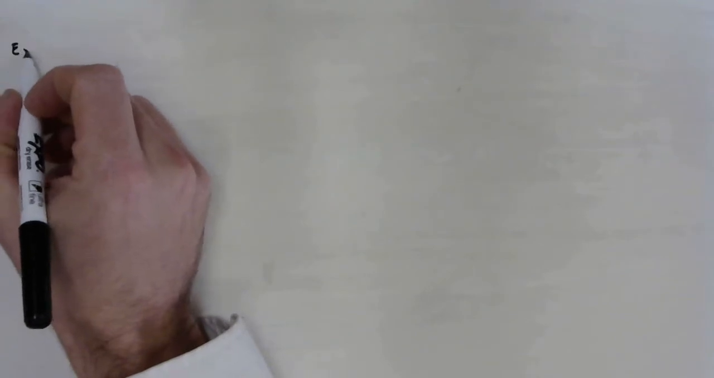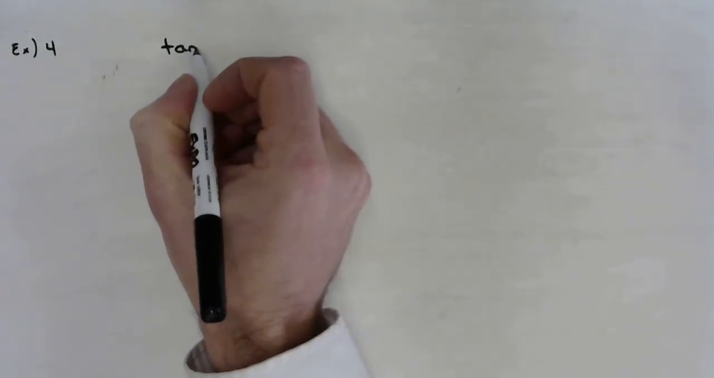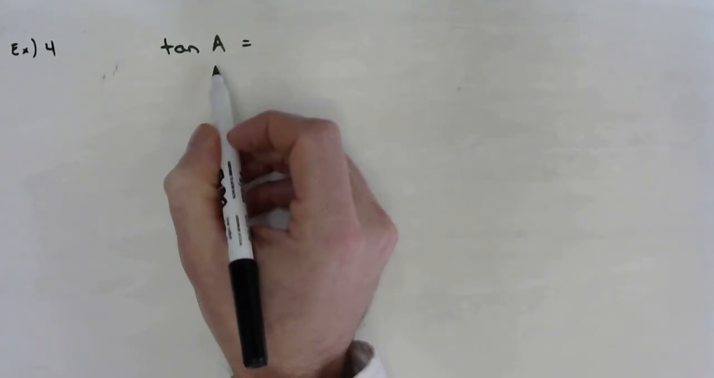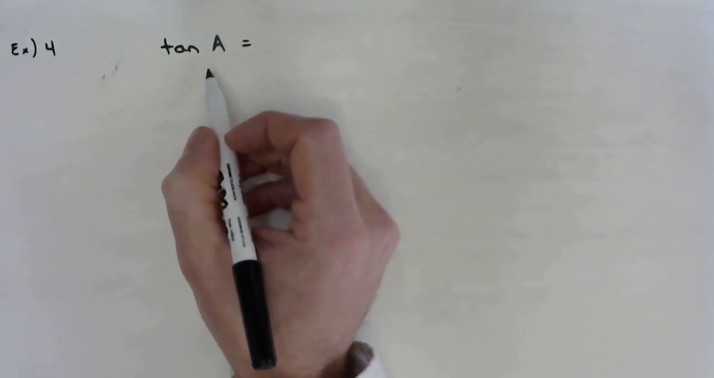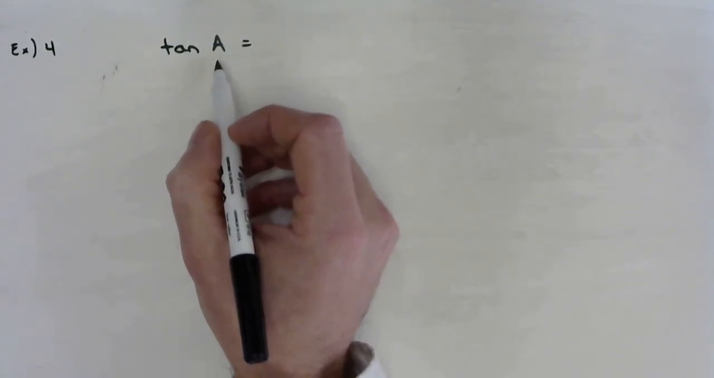Okay, example 4. So example 4, we're going to be using the tangent ratio again, okay? And I'm going to put it up here right at the top of our example here. We've got the tangent of, let's just call it A. That's any angle. By the way, angles are always capital letters. Just like on a Cartesian grid, vertices or points are always capital letters. Angles are capital letters. Side lengths, lowercase. Yeah? Side lengths, lowercase. Corners, angles, capitals.